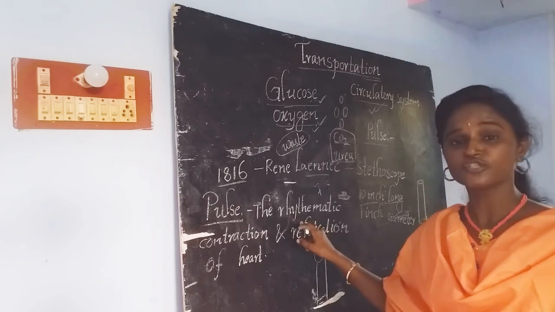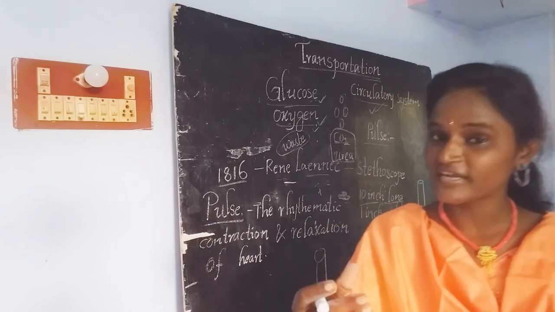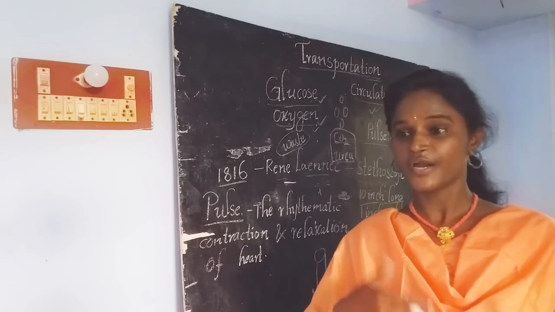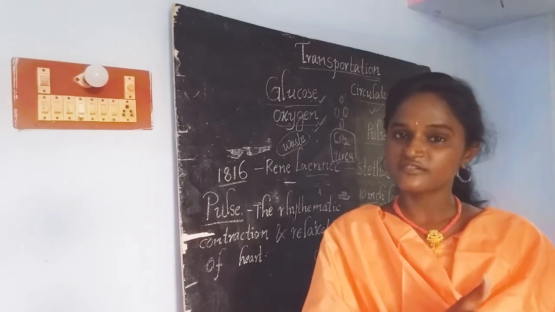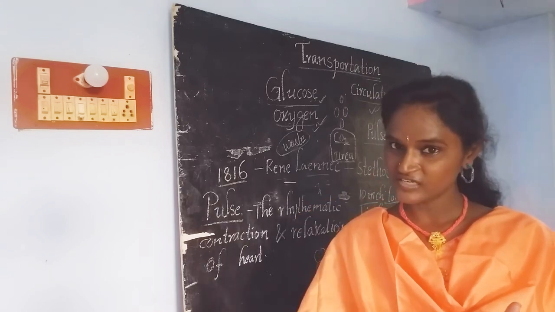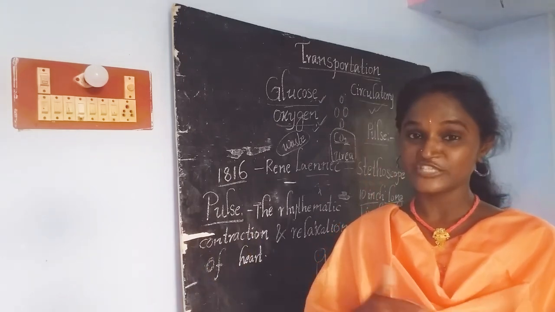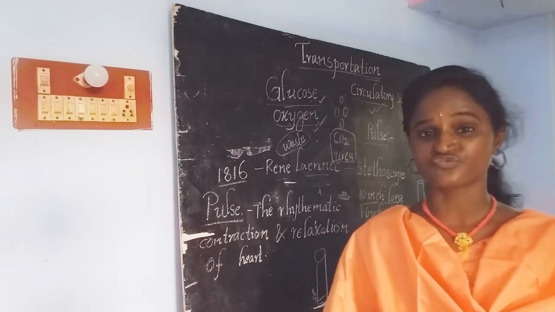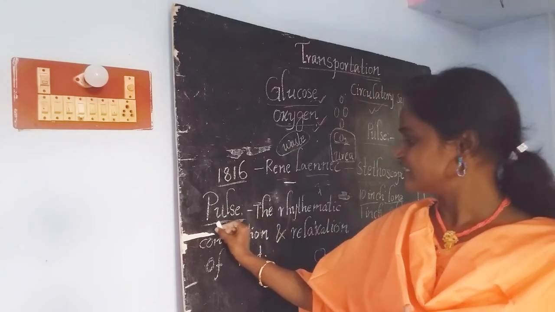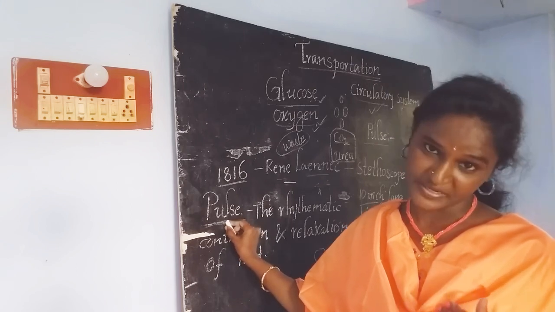And at the same time, it also varies while we are at rest. We may observe one type of pulse rate while at rest, while doing exercise or any hard work, we can find another type of pulse rate. Depending on the work we are doing, the pulse rate varies. And between the age groups also, the pulse rate varies. Do you understand? The pulse rate is approximately equal to the heartbeat.